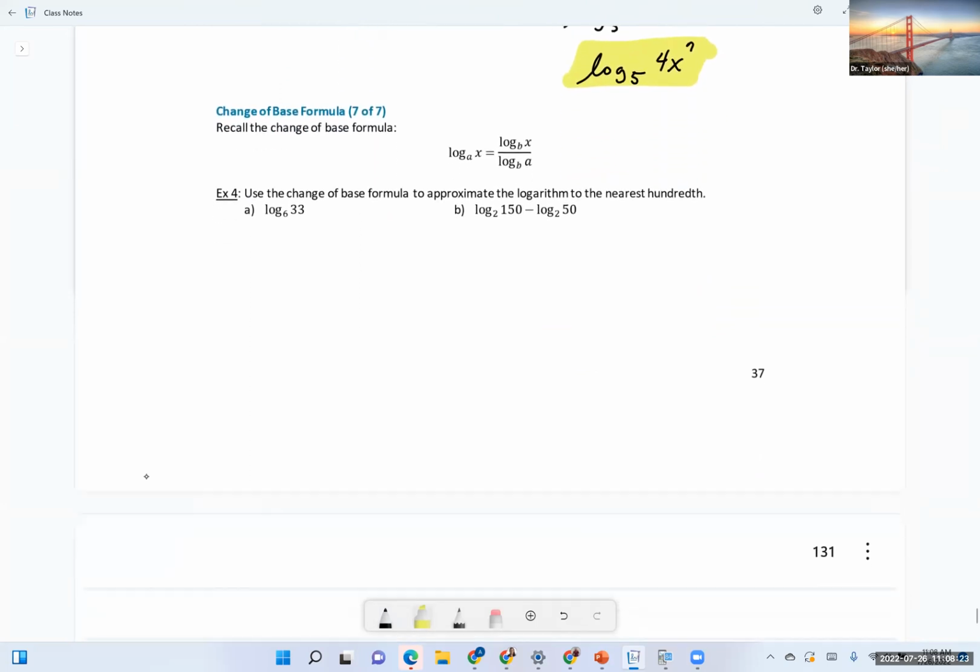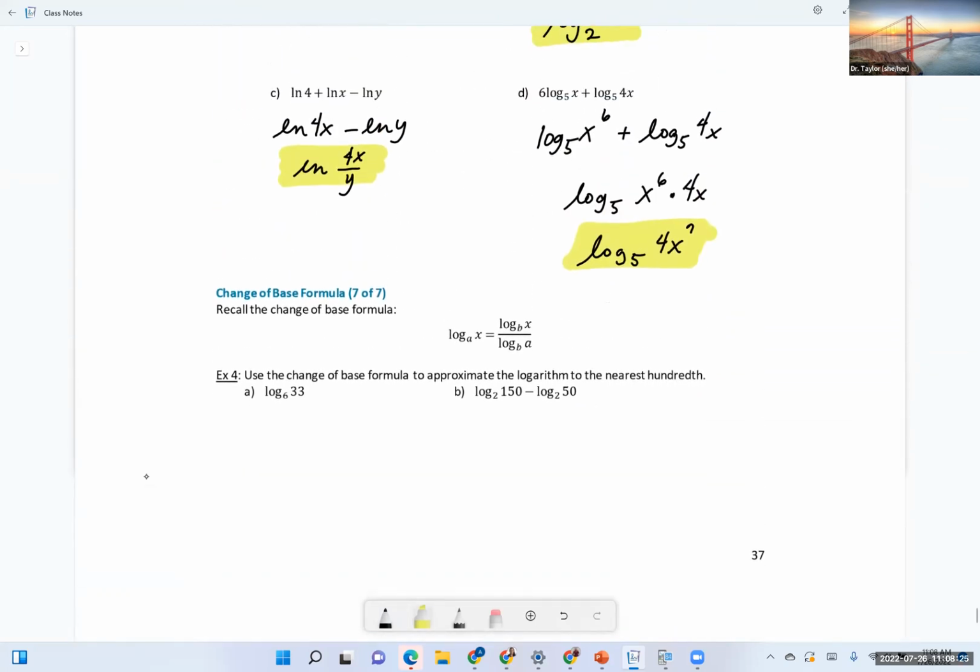My last one for this one is the change of base formula, which is probably the easiest thing on this entire page because I started this entire unit off with this. Question is, how would you put this in the calculator if you didn't have the log base formula? You'd put log base 33 over log base 6. That's it. That's all. Boom, you're done.